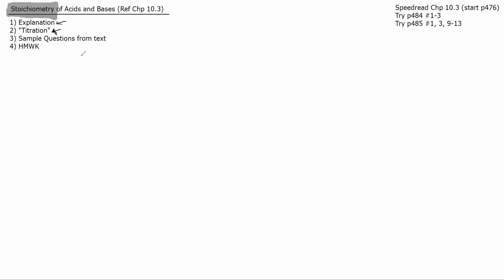Then we'll try some sample questions from the textbook with my little spin-off on it, and then homework, of course. Your homework is to speed read chapter 10.3, which starts at page 476. Then try numbers 1 to 3. The answers are already embedded in the questions. And then on page 485, try the section questions. The whole answer should be in the back of the textbook. All right, here we go.